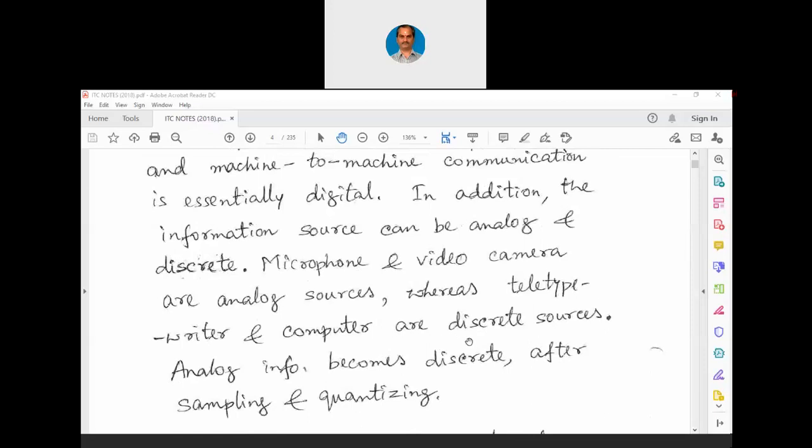In addition, the information source can be analog and discrete. I'll give an example. Microphone and video camera are analog sources, whereas teletypewriter or computer are discrete sources. What do you mean by discrete? When I type a key in the laptop, I am not going to type continuously. I am going to press one key, later on another key, later on another key. This is not a continuous type of information. This is a discrete type of information. That is, a computer is a provider of discrete type of information. We can say it's a discrete source.